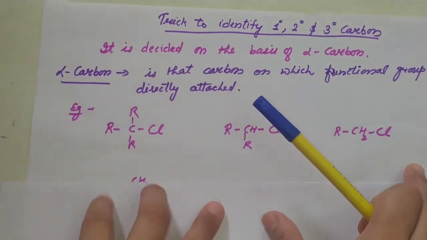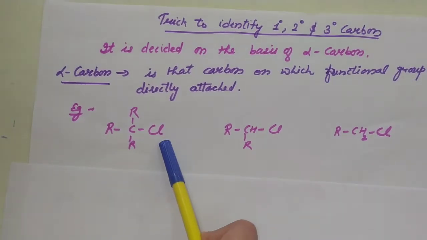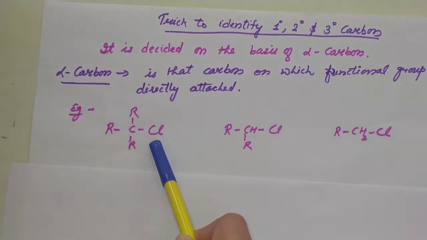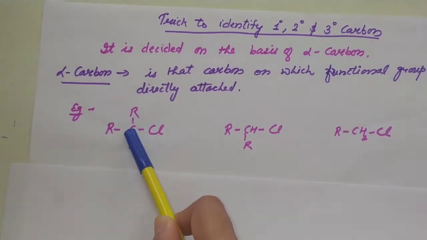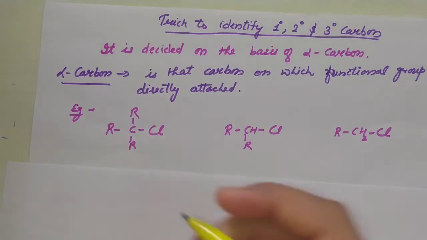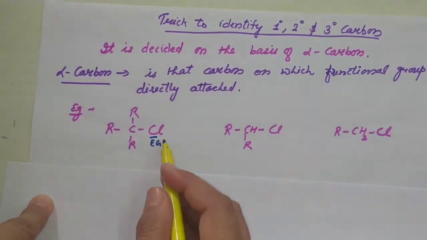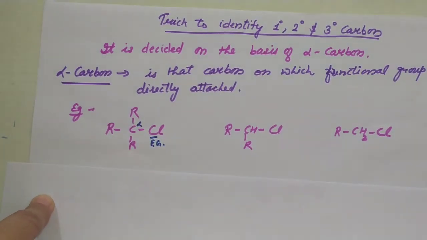For example, if we take this example, the functional group is chlorine. So the alpha carbon is this one. This is known as alpha carbon. This is the functional group, in this case chlorine, and this carbon is known as alpha carbon. So, alpha carbon is that carbon on which the functional group is directly attached.